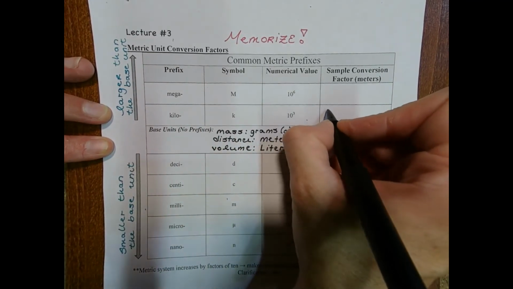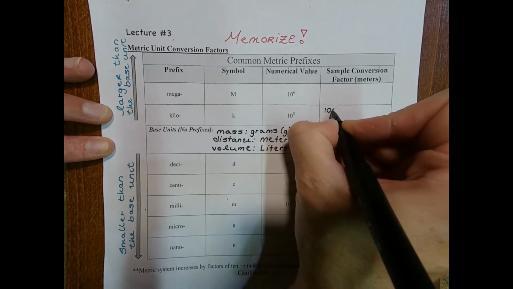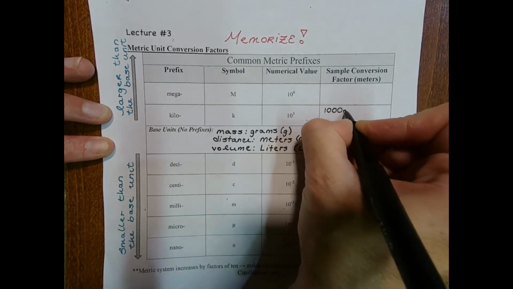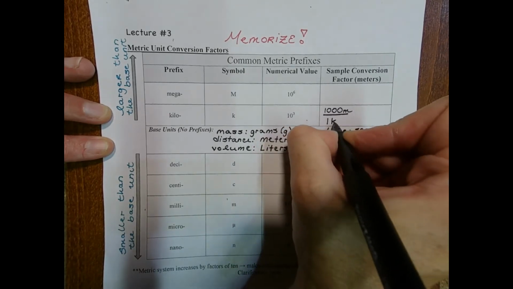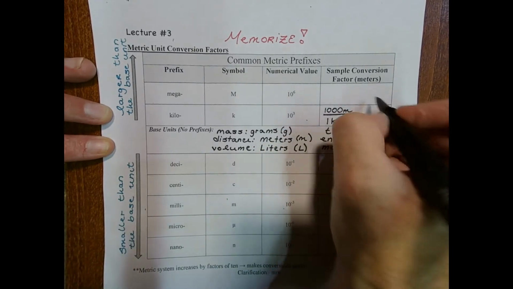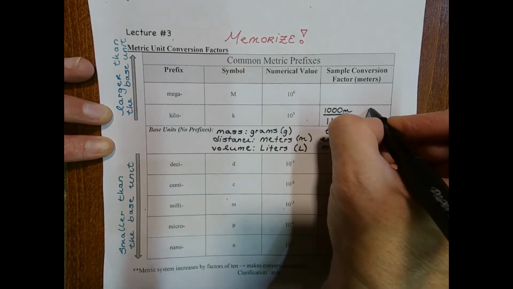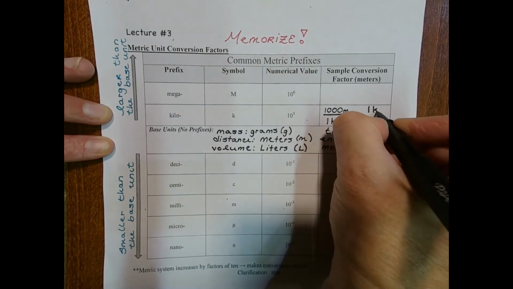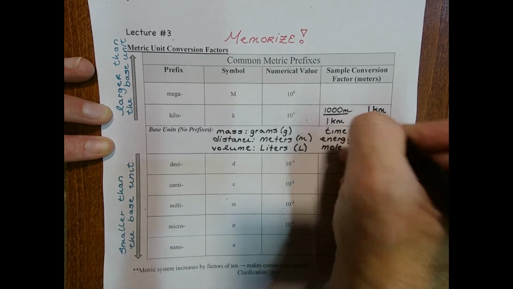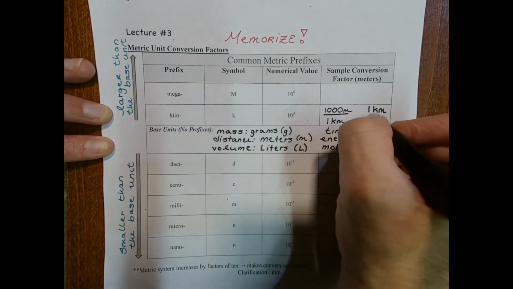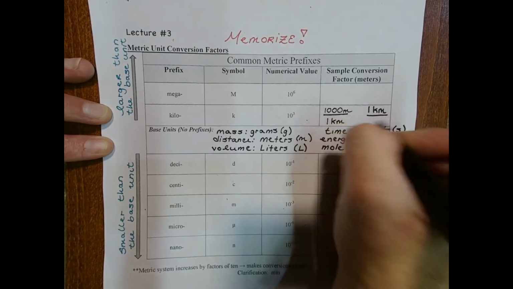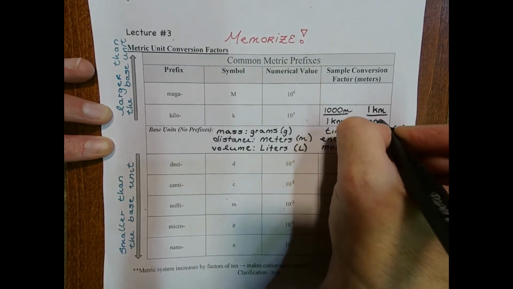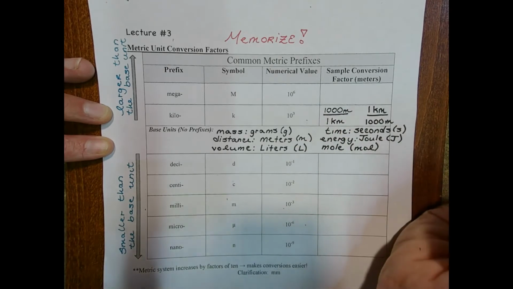We can say that there's 1,000 meters in 1 kilometer. Or we could say, so conversion factors can always be flipped upside down. I kind of think of them like dominoes. Like I'm just going to flip the piece to make it work for me. So I can say 1 kilometer has 1,000 meters.